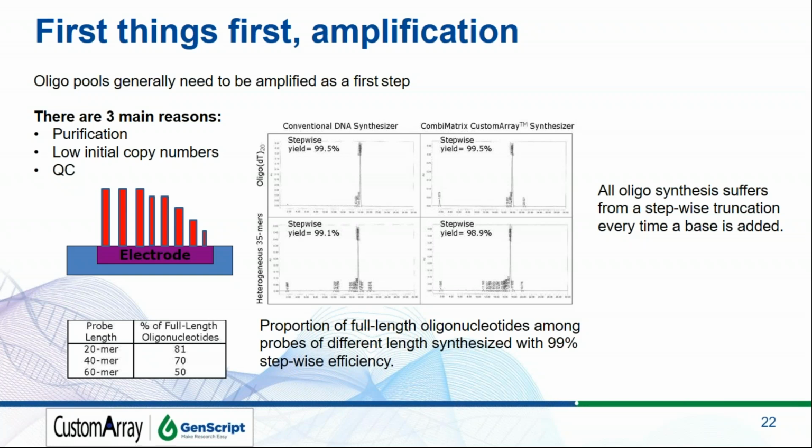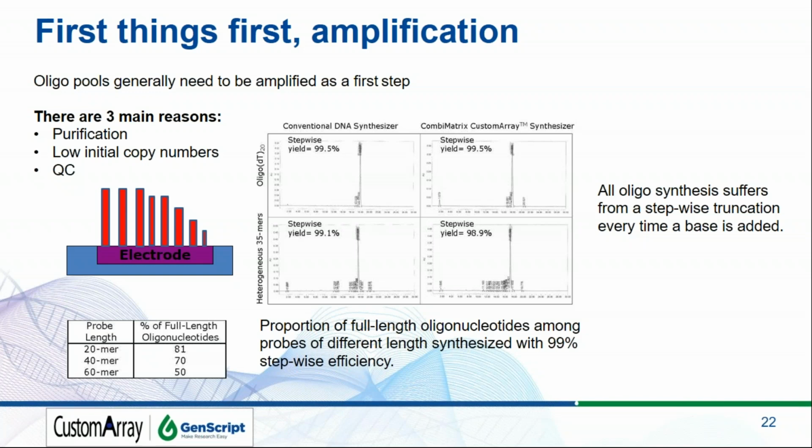So as you get longer and longer oligos, your percent full length will go down. In this chart here, a 60-mer will have roughly 50% full length, and the other 50% will be a tailing off of shorter and shorter truncated products, assuming a 99% stepwise or coupling efficiency.